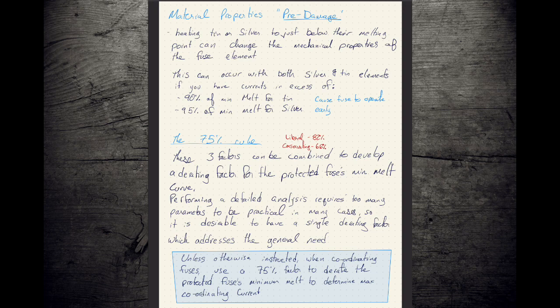But lacking any additional information, if I just give you a circuit set and say, coordinate this, and we don't know anything about the specifics, we're going to use 75% as our derating factor.